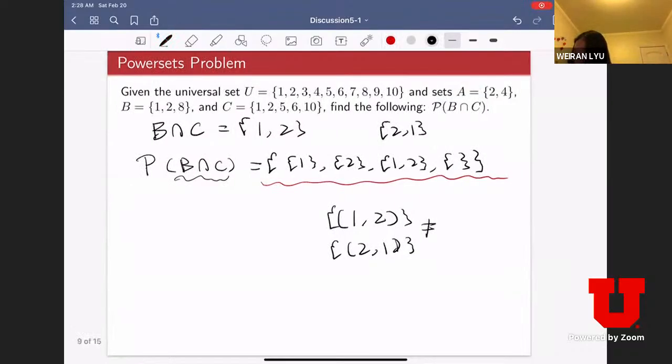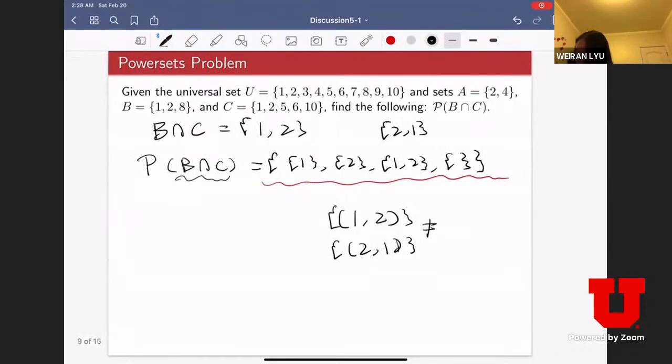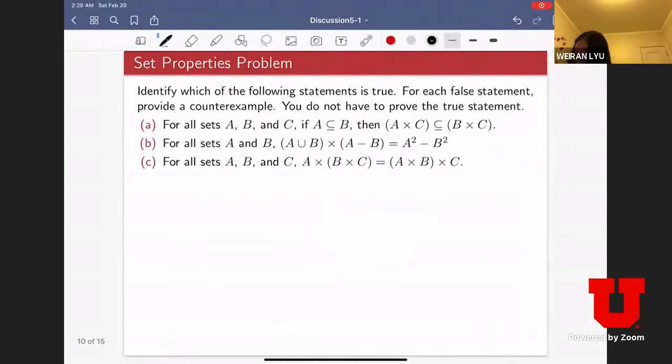All right, let's move on to the next one. The next problem is still about set properties. Just identify which of the following statements is true. If you think it's a false statement, just provide a counterexample. I don't need you to prove the true statements.